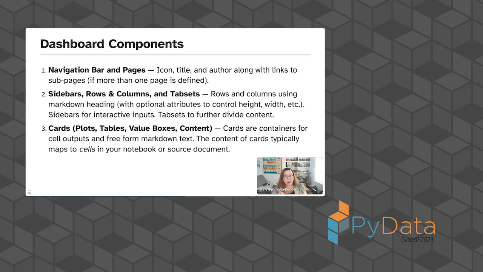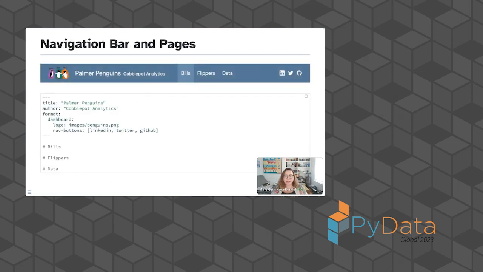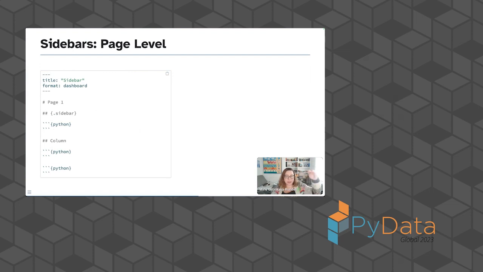You can add a navigation bar and pages, sidebars, as we said, a layout that includes rows, columns, and tab sets, and also your plots, tables, and value boxes are represented in cards. As I mentioned, all of these components can be authored within the IPYNB format, the customized UI, or with plain text QMD. So here, for example, we're looking at a dashboard with a navigation bar and some pages on top. And so each first level heading makes up a new page.